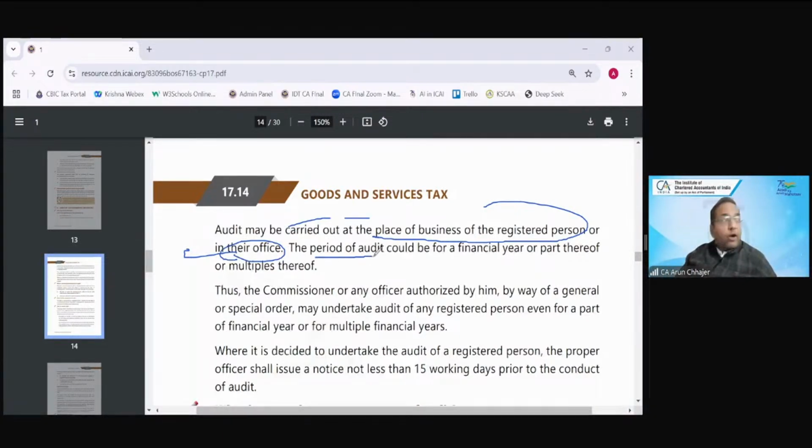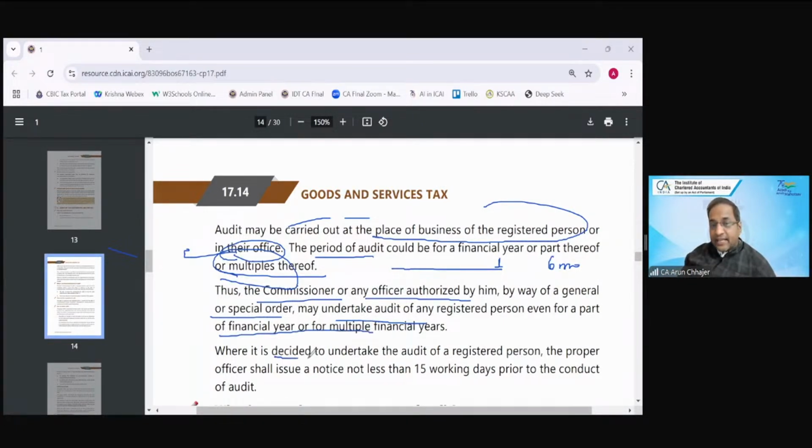Period of the audit could be for a financial year or part thereof, multiple thereof. It means it could be for 1 year, it could be for 6 months, or it could be for 2 years. The commissioner or an officer authorized by him by way of the general or special order may undertake the audit of any registered person even for a part of the financial year or multiple financial years.